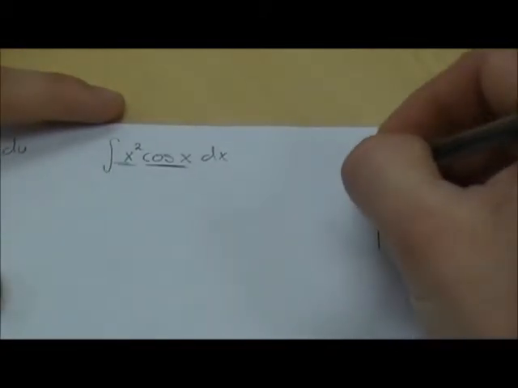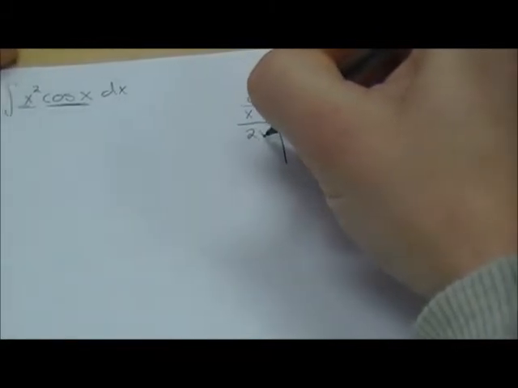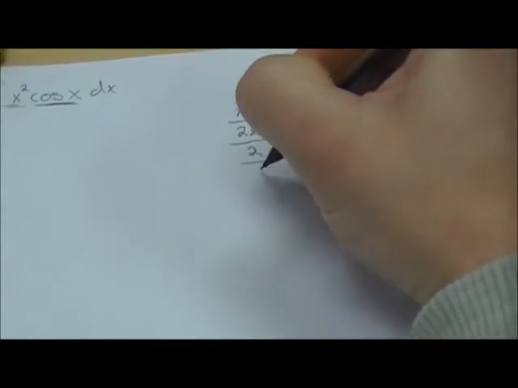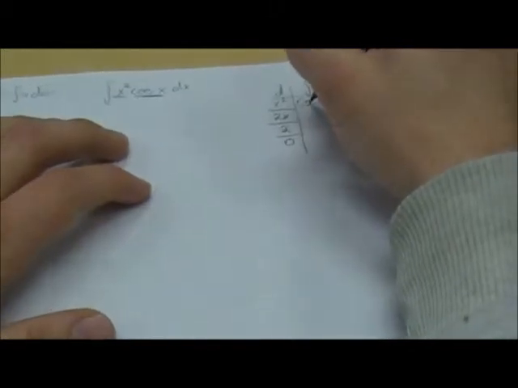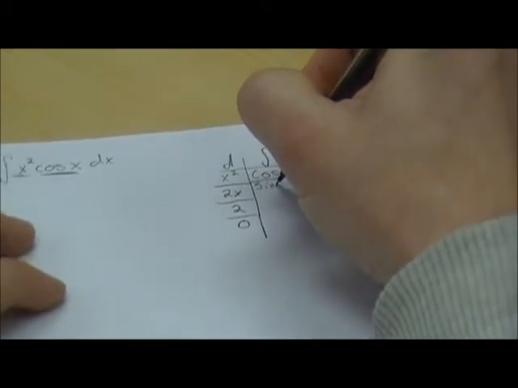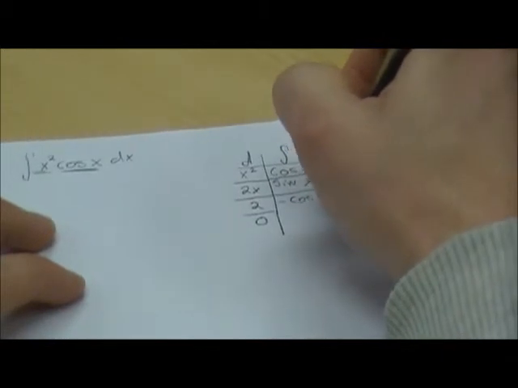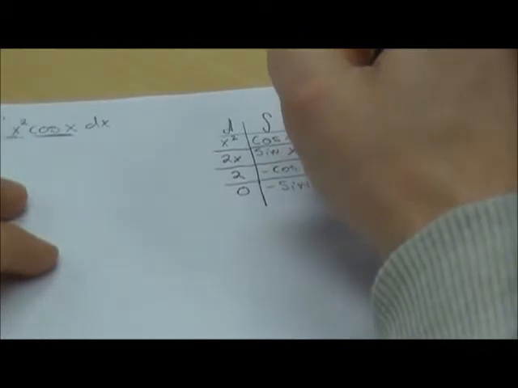So first one, we're going to write x squared, then 2x, then 2, and then 0. So then the other part is we got to keep taking the integral of cosine. So we start off cosine x, sine x, negative cosine x, negative sine x.